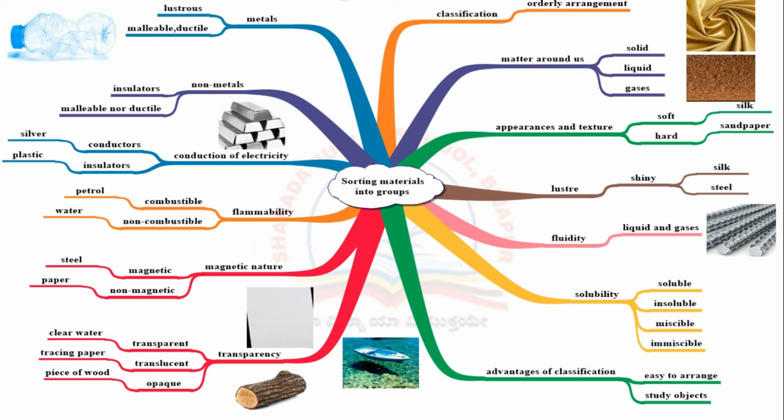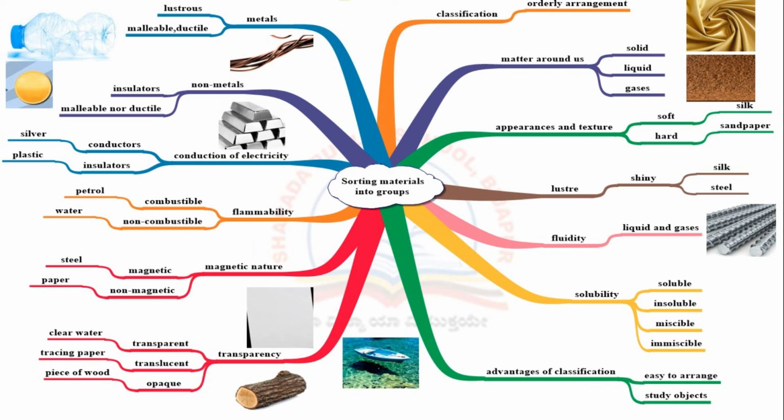Nonmetals can be solids, liquids or gases. Most nonmetals do not shine. Non-metals are insulators as they are poor conductors of heat and electricity. They are neither malleable nor ductile in nature. Metals. Metals are generally solids except for mercury. They are shiny, we can call it lustrous. They are malleable and they are ductile in nature. Metals are good conductors of heat and electricity. They allow heat and electricity to pass through them.